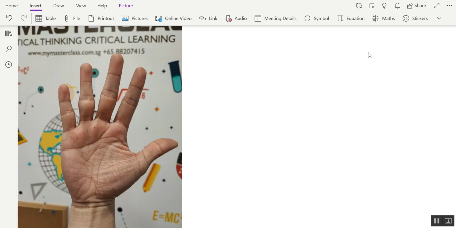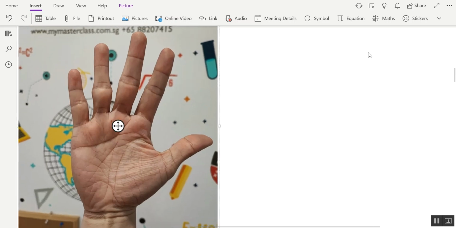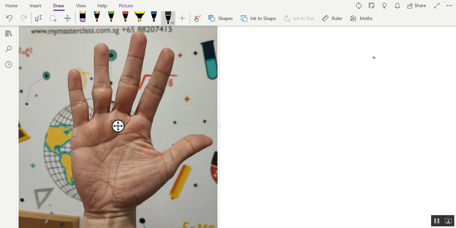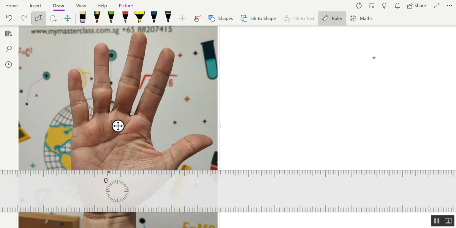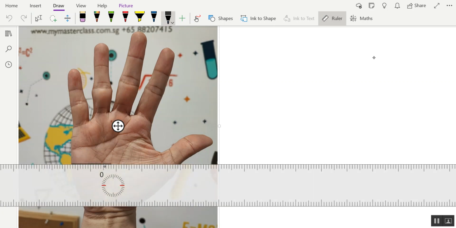To understand the relationship between a log graph and an exponential graph, take a look at your right hand. Please don't get the hand wrong, it has to be the right hand and not the left hand. Your right hand tells you the exponential graph and the log graph. How is it so? My ruler is over here.